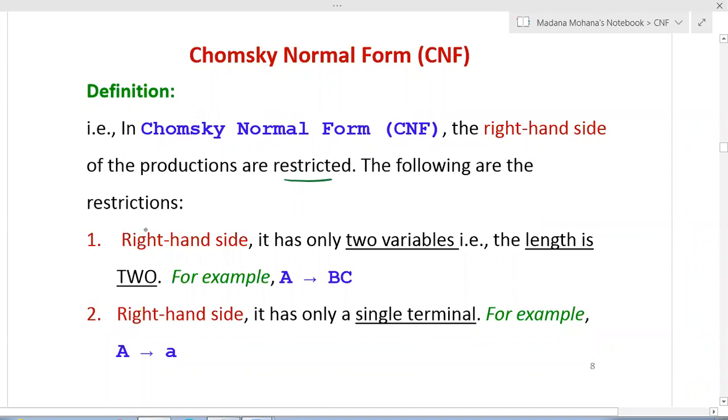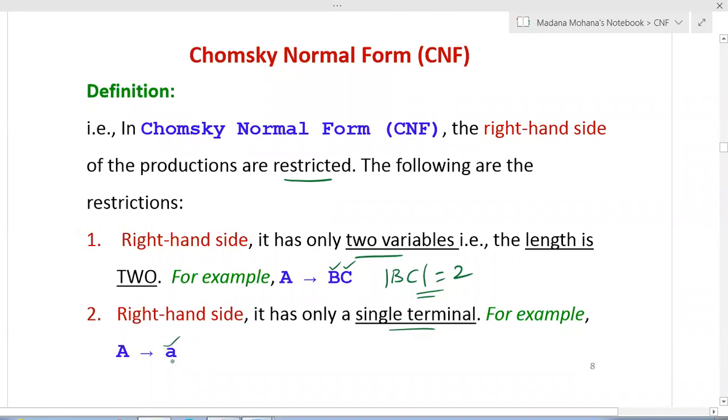The following are the restrictions. The first restriction is that the right hand side has only two variables, that is, the length is 2. For example, A derives BC. Now you can see here B is a variable, C is a variable. Therefore, mod BC equals 2. This condition needs to be satisfied. Then the second condition, the right hand side has only a single terminal. For example, A derives terminal a. So here the terminal is a single value.